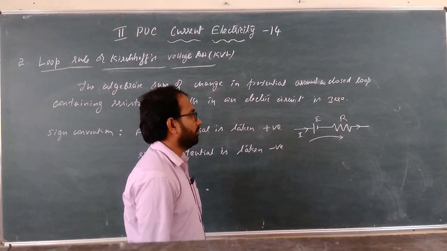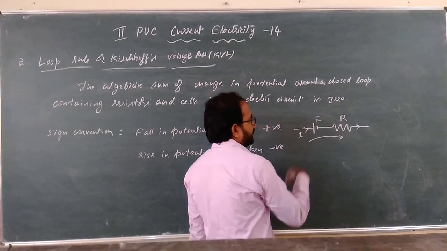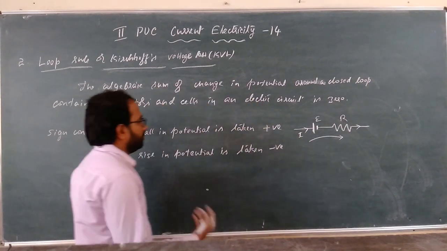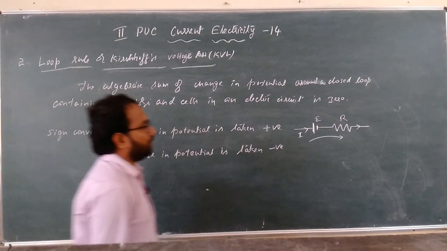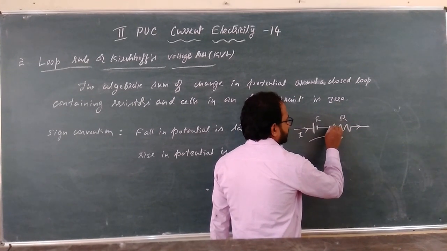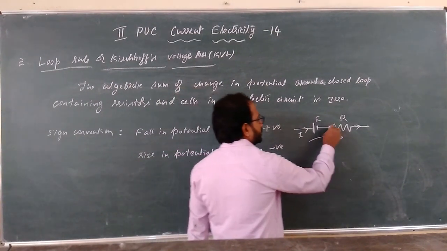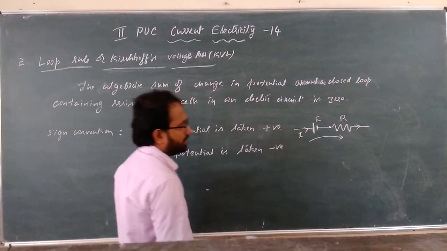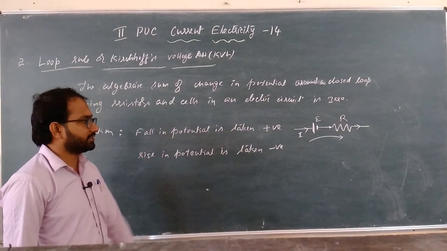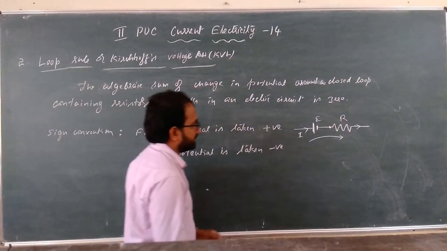Okay, so now here, if I consider the EMF from here to here, that is from positive electrode to negative electrode, there is a fall in potential. Or when the current flows through the resistor, there is also fall in potential. This point is at higher potential, this point is at lower potential, because current flows from higher potential to lower potential. In both the cases, there is a fall in potential. Therefore, that fall in potential is taken as positive. Okay, so rise in potential is taken as negative.